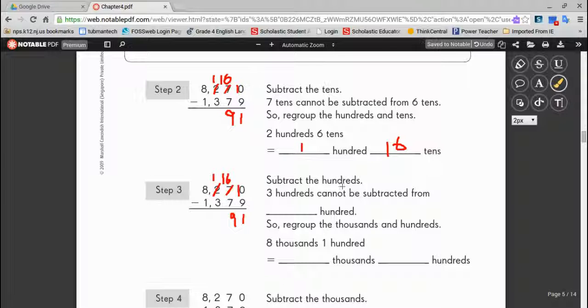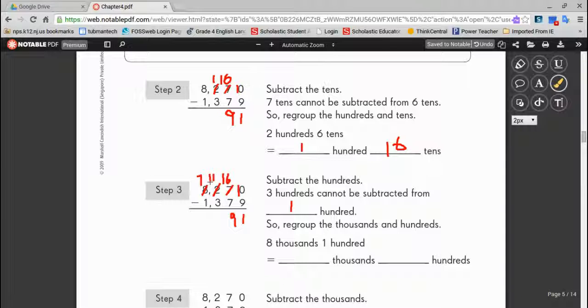Okay, so now we're at step 3, subtract the hundreds. 300 cannot be subtracted from 100, because that's what we have now. We can't do 1 minus 3. So we need to regroup from the thousands. So here we go. 8,100. Now we need to regroup. Take 1,000 away. And 1,000 equals 10 hundreds. So take 1 away. Add the 10 over here.